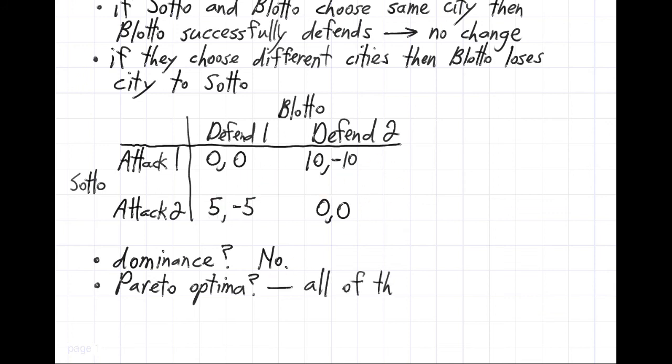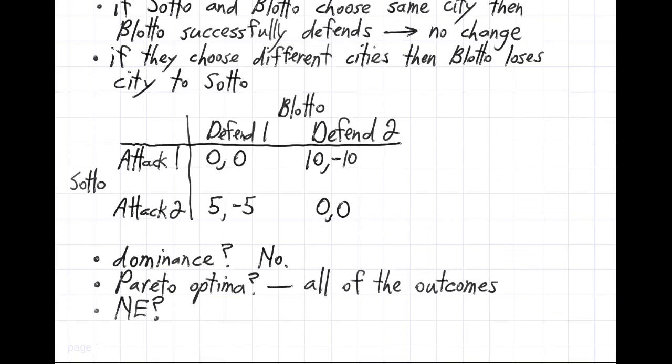So all of the outcomes are Pareto optima, which again means that it's not really helpful. It doesn't reduce the possible outcomes to let us focus on a smaller solution set. What about Nash Equilibria? Again, you should pause the video and try to find the Nash Equilibria. Okay, welcome back. Let's have a look at them.